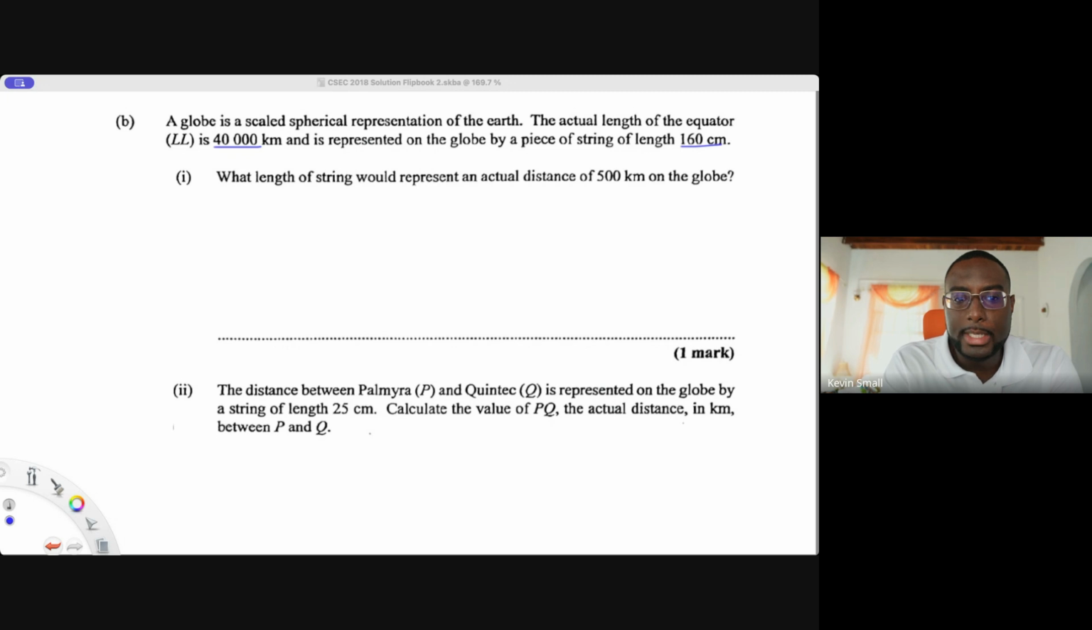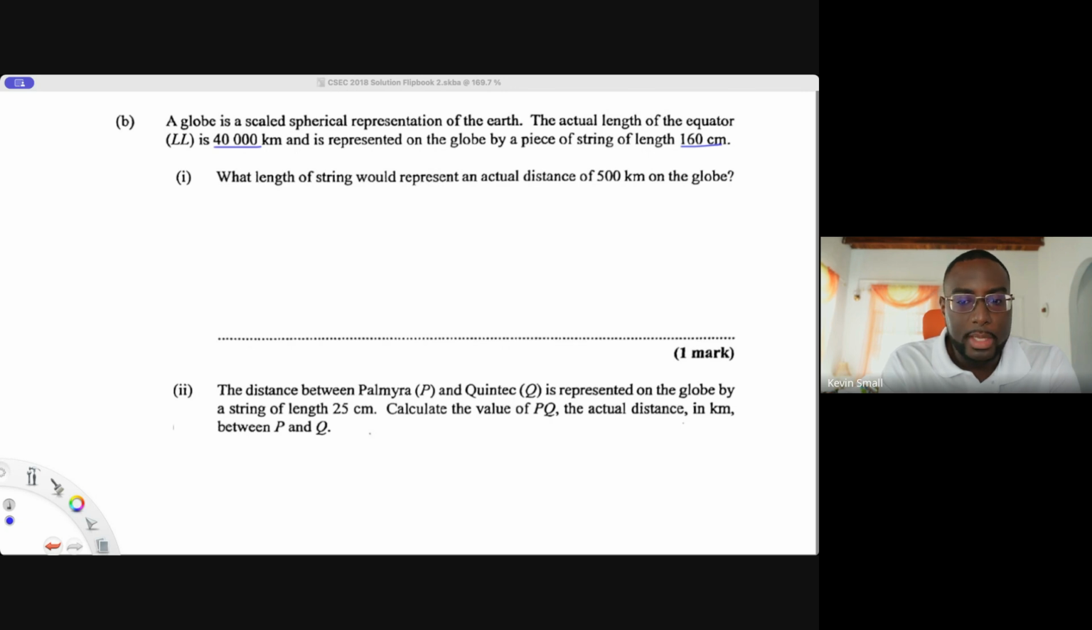I was saying that back in the day, we had lots of questions that involved the equator and the globe and longitude and latitude. Those questions are gone. They're no longer part of the syllabus, but this is still a measurement question here. So you have a relationship between that 40,000 kilometers and that 160 centimeters of string. Now, I would recommend you find what 1 kilometer would represent on the string. And once you know what 1 kilometer would represent, then you could find out what 500 kilometers would represent. So this is what we call the unitary method.